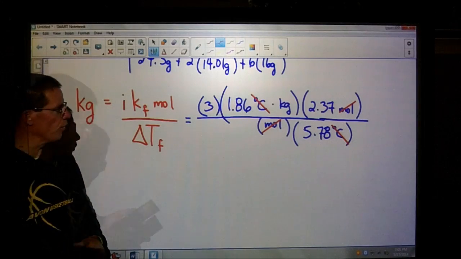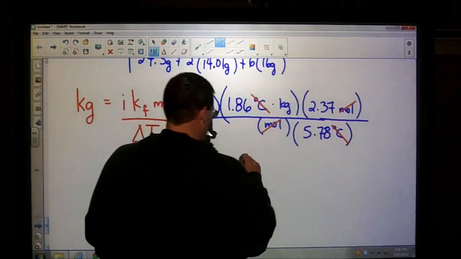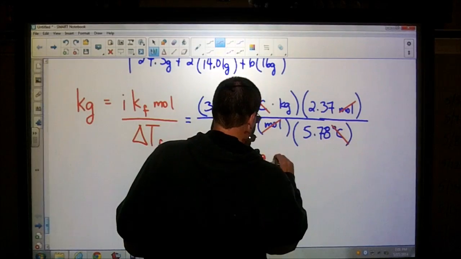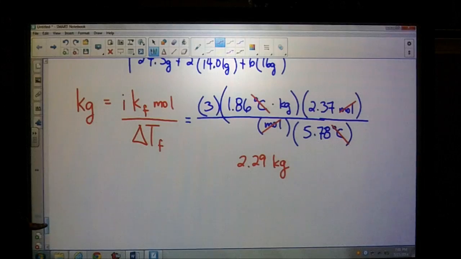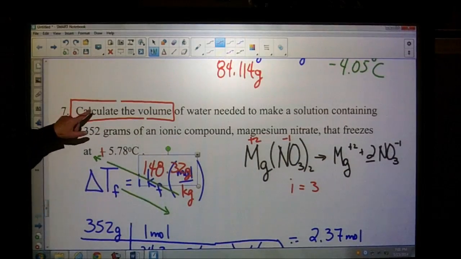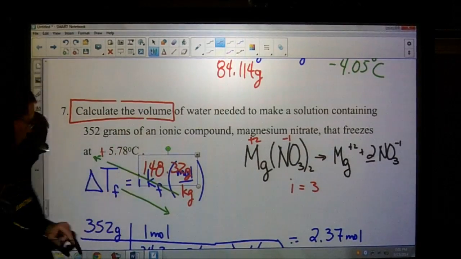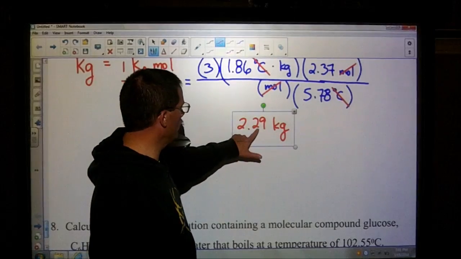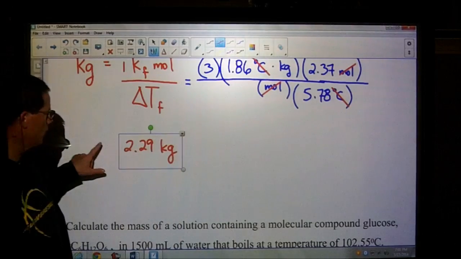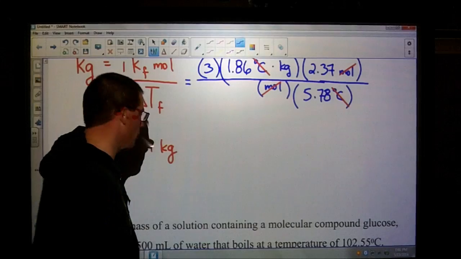Let's get this value first here. So it gives me a value of 2.29 kilograms. What's the question asking? Let's make sure that we know what the question's asking for back here. Calculate the volume. So we're looking for the volume. Does it say what volume we need to be looking for? Could be in liters, could be in milliliters. Probably be better if we left it in milliliters, since that's what we've been working with.